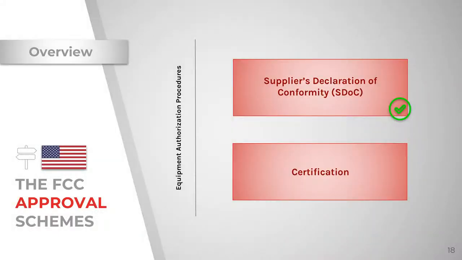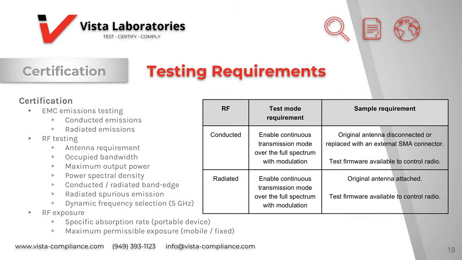We know that the FCC has 2 different approval procedures for equipment authorization, and that's certification and supplier's declaration of conformity, SDOC. We have just detailed the requirements for the SDOC approval scheme. Now, let's move on to the certification procedure. Here is a look at the testing requirements for certification. EMC emissions testing will be performed. Again, immunity testing is not required by the FCC.